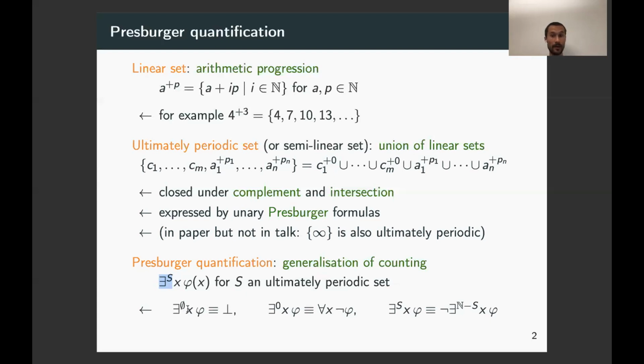The empty set is the union of 0 linear sets. Also, we can write exists 0 x's. This is the universal quantification. So 0 x phi means for all x, not phi holds. And also we can even express negation using the nice property that the complement is also an ultimately periodic set. So all natural numbers N is an ultimately periodic set. So we can say exists N minus S, and this will be the negation of the formula.